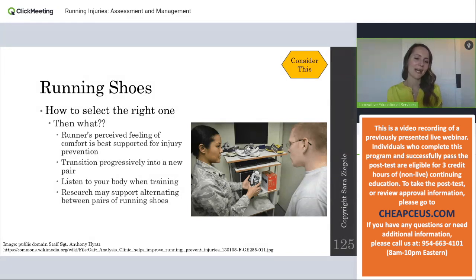We want any major transitions in shoe type to be done progressively because, of course, it could just load structures differently. And in general, we should be encouraging our patients to listen to their body when they're training. If they're thinking that there is an issue, we should really be exploring what that might be. There could also be some evidence for alternating pairs of shoes at this point. So that could be something we, again, do more gradually.